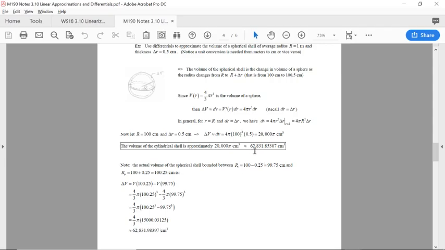Okay, so we have 62,831. All those digits are the same, and then the first digit after the decimal point changes. Right, we have a 0.8 here. We had a 0.9 here. Okay, if we round it to the nearest whole number, though, these would be the same. I think that's it for this particular exercise.